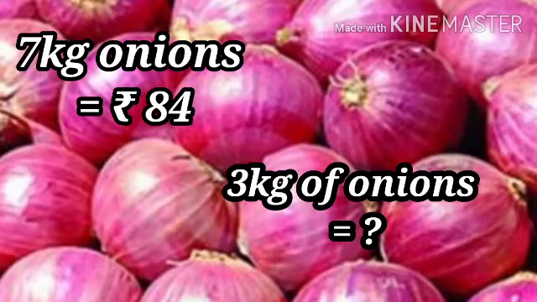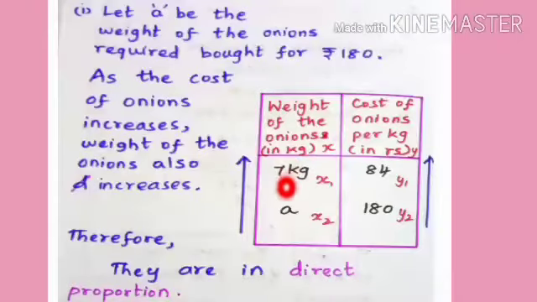Dear students, this problem is quite different. So here we are going to use two methods. The first one is the condition of direct variation and the second one is the unitary method. Students, now form a tabular column. Here the quantities to be compared are the cost of onions per kg in rupees and the weight of the onions in kg. So let it be x and here it is y. The 7 kg cost is 84 rupees, and a is unknown. We have to find that value.